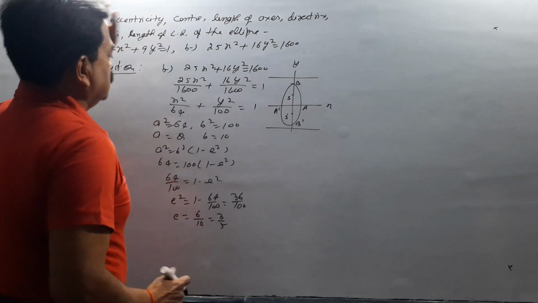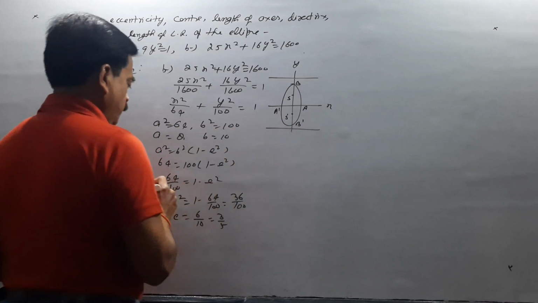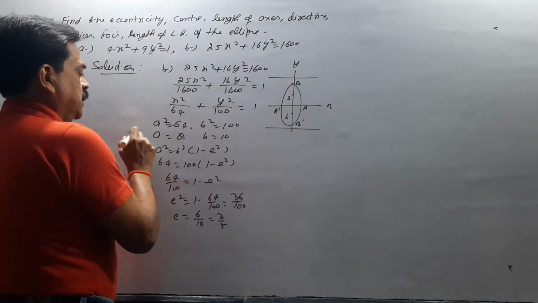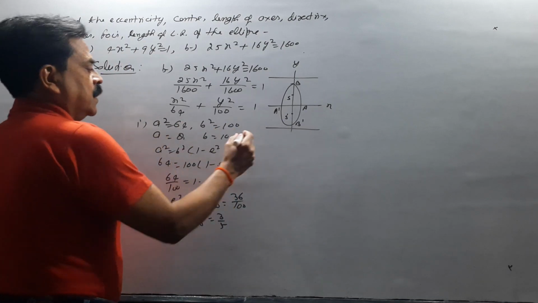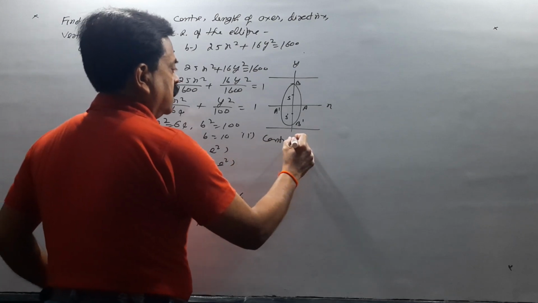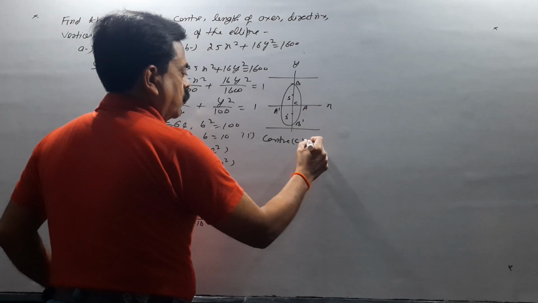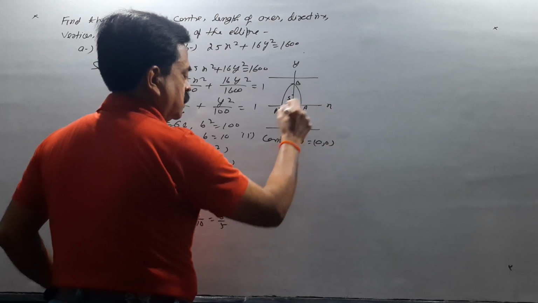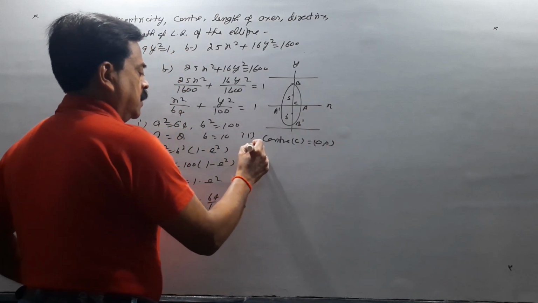And now the next thing is the center. First thing eccentricity, second center. Center C coordinates are 0, 0 because the center is the origin.